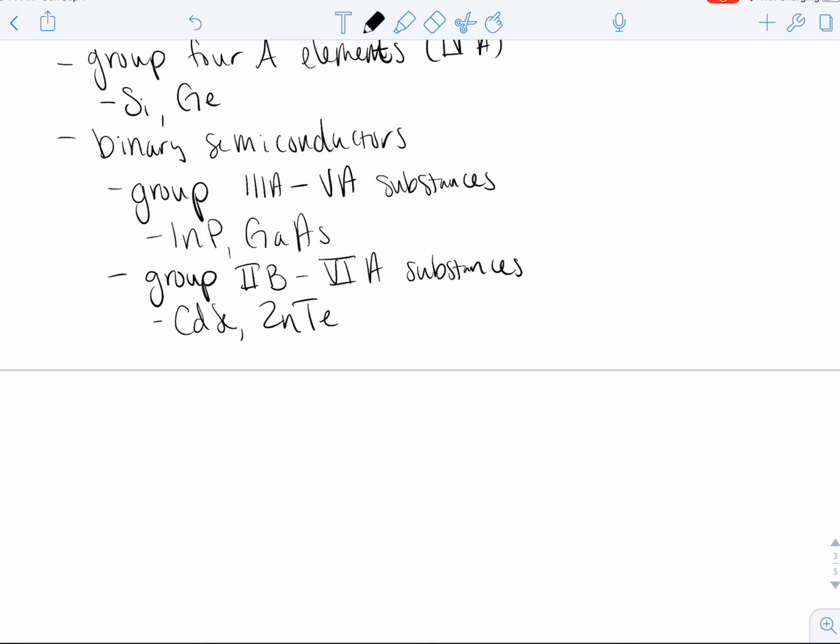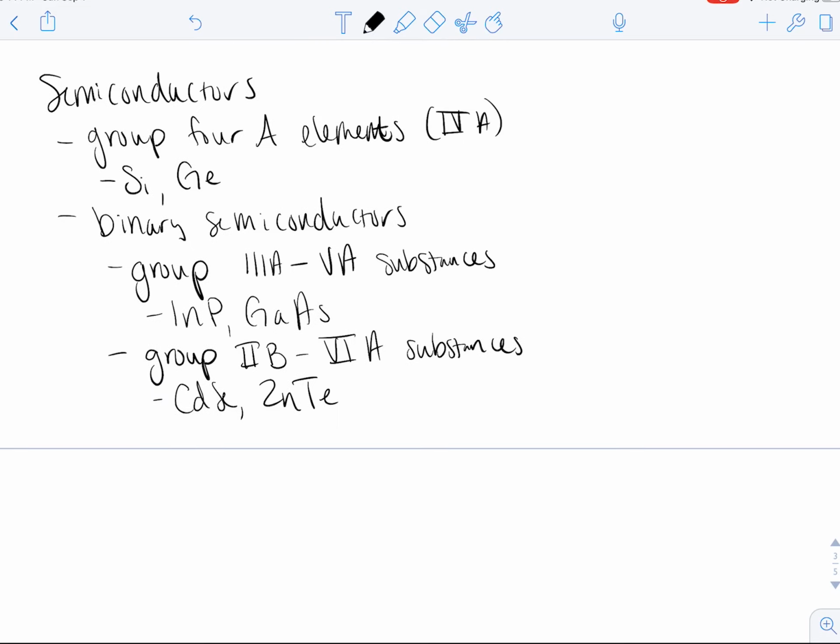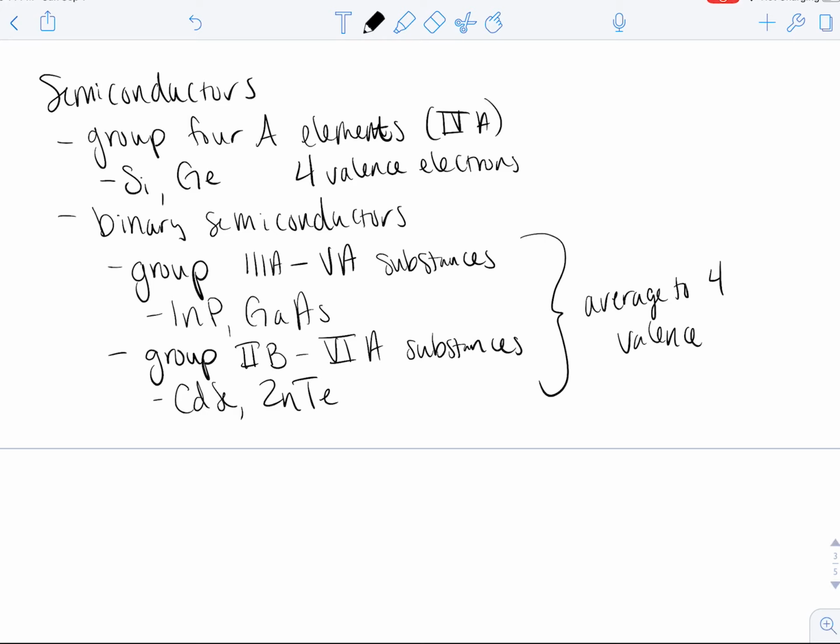The thing to note, in each one of these cases, so this has 4 valence electrons, and then these are going to average to 4 valence electrons. So we need that 4 valence electrons is kind of the key so that we can make the correct number of bonds and have the correct type.